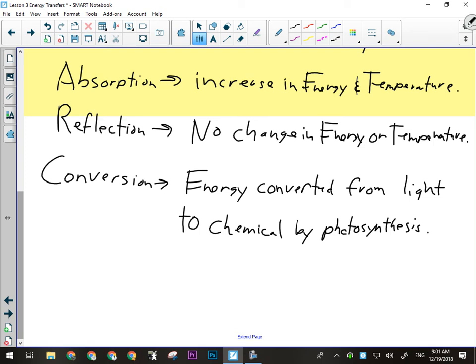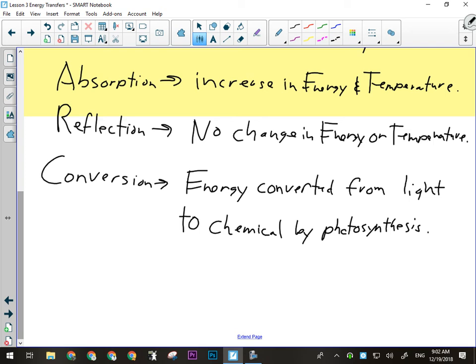So one of the things you'll be asked to do with this type of idea is, if I show you a picture of a place on Earth, I would ask you, what's the light going to do when it strikes this area? If I'm showing you a picture of a glacier, it's going to be mostly what? Mostly reflected. It's very white, it has a very high albedo, not much energy change is going to happen.